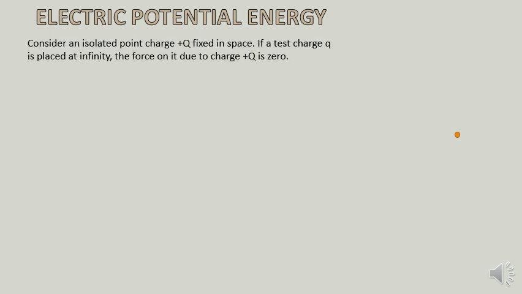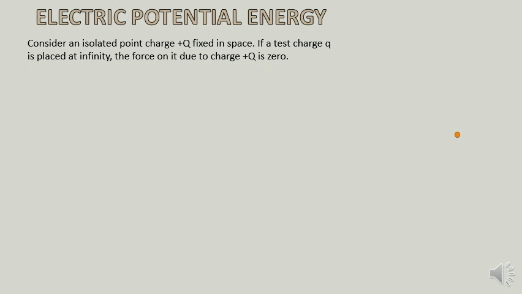Next topic is electric potential energy. Consider an isolated point charge Q fixed in space. If a test charge q is placed at infinity, the force on it due to charge Q is 0. We know that if a charge is at infinite distance, it is outside the electric field, so the electric field intensity and the electric potential energy will be zero at the infinite point.